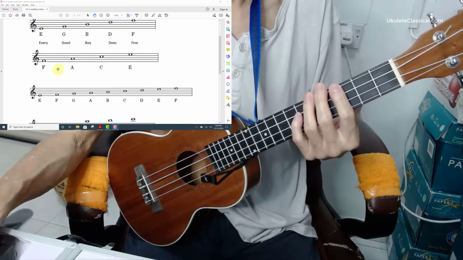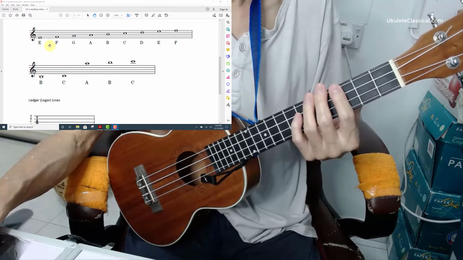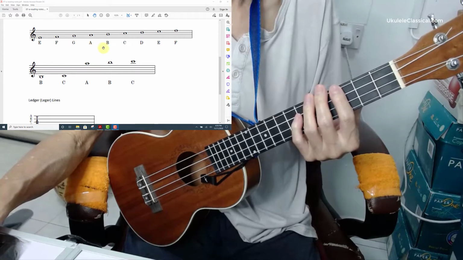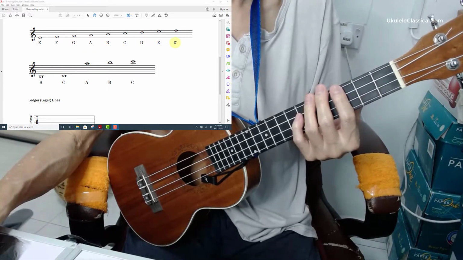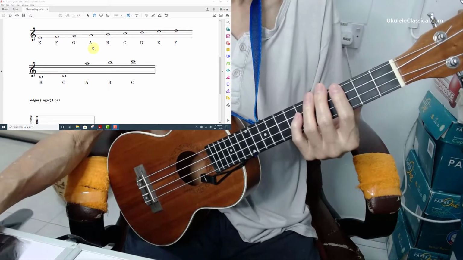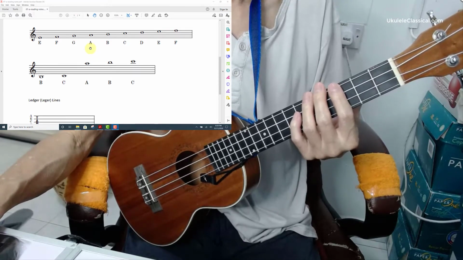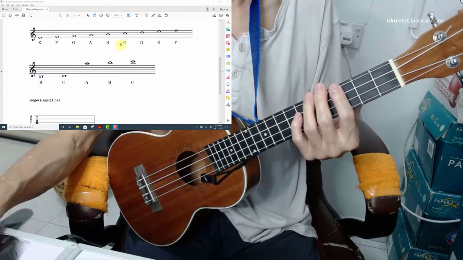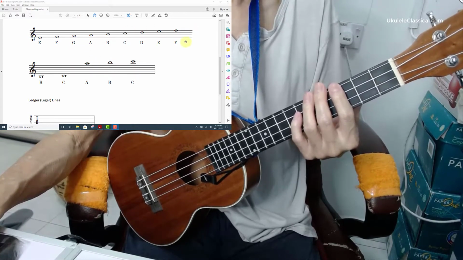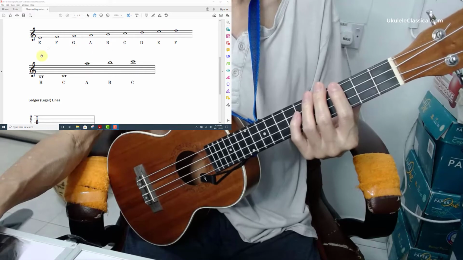If we combine both together, we get E, F, G, A, B, C, D, E, F. You will notice that music is written using only these letters: A, B, C, D, E, F, and G. After G, it comes back to A, it cycles back. So all music is written only using A to G.